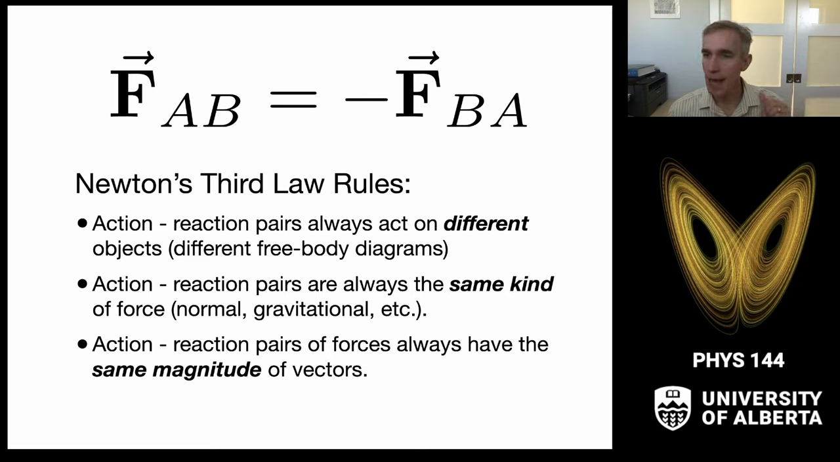So first off, these action-reaction pairs, these equal and opposite forces, always act on different objects. We'll talk about drawing free body diagrams later, but they never appear on the same free body diagram. Second, action-reaction pairs are always the same kind of force. If it's a normal force or a contact force, the action-reaction is a contact force. If one's a friction force, the other's a friction force. If one is weight, the other is weight. If there are two gravitational forces, one is gravity, the other is gravity. So they're always the same type of force. And finally, they always have the same magnitude. Opposite directions, same magnitude.